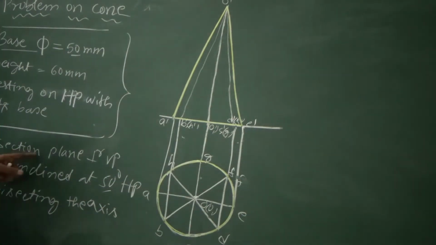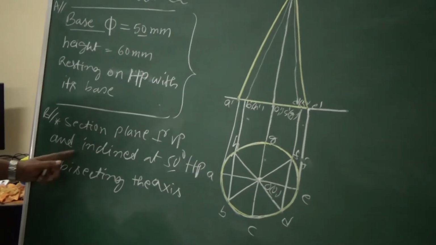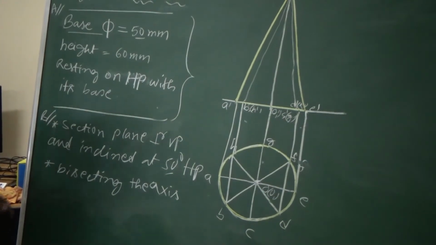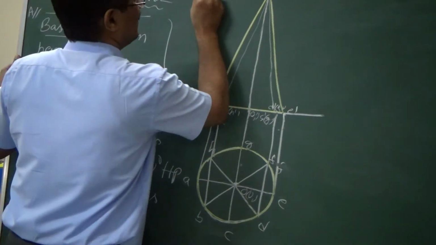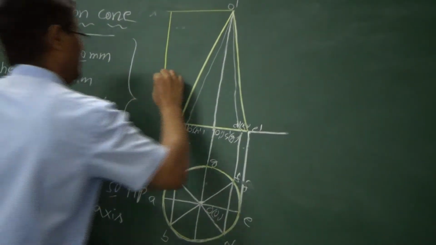So now coming to the section. Coming to the section plane, it is perpendicular to VP and inclined at 50 degrees to the HP, bisecting the axis. Bisecting means you have to take the height. Height in our case is now 60.